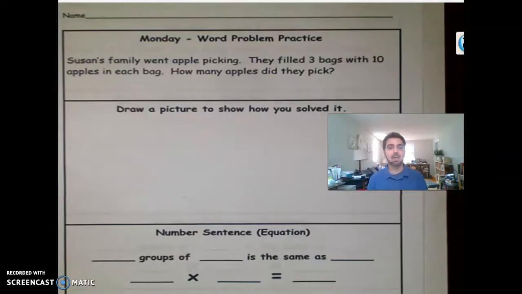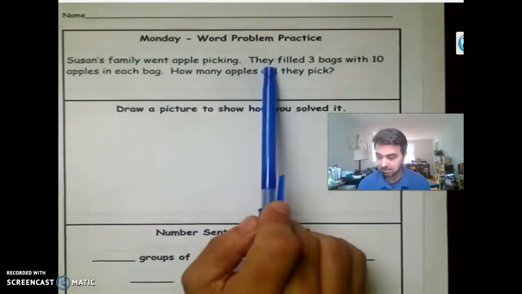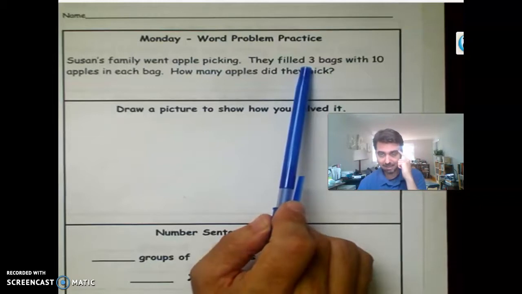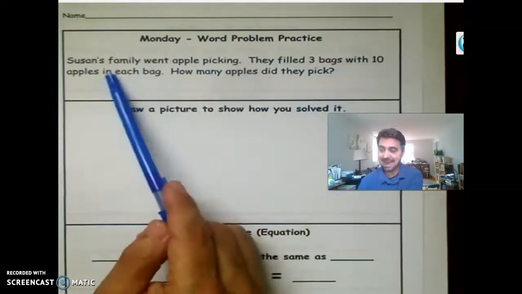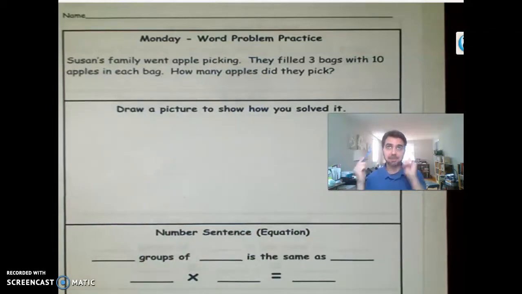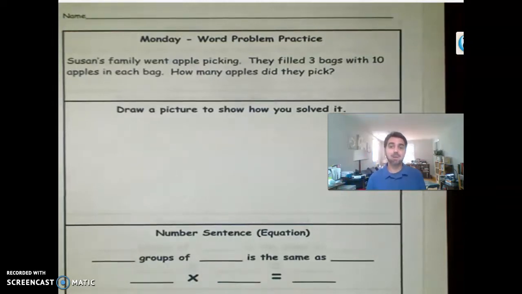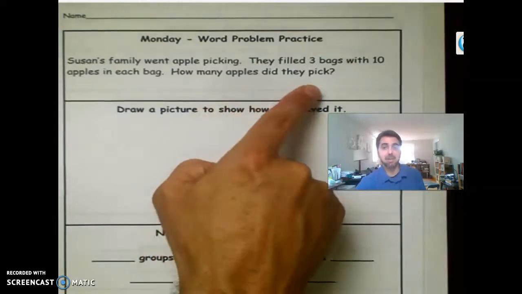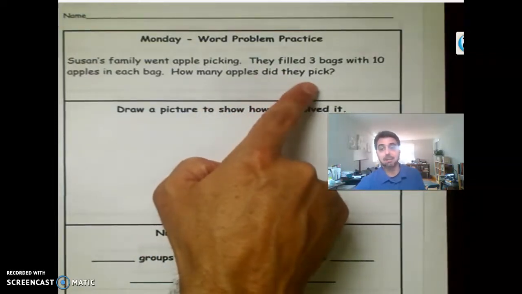It's fun. So she's going with her family, and it says they filled 3 bags with 10 apples in each bag. So you want to think about that. There's 3 bags, and there's 10 apples in each bag. Sometimes to help us visualize, we draw a picture to help us solve the problem. The question is, how many apples did Susan and her family pick?